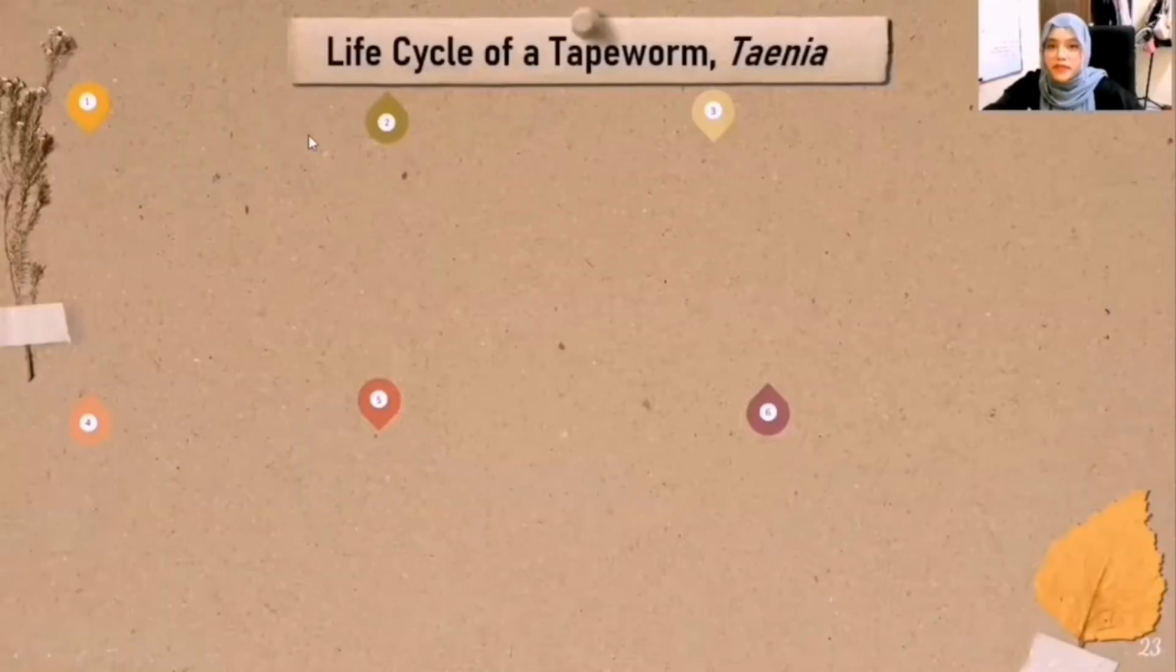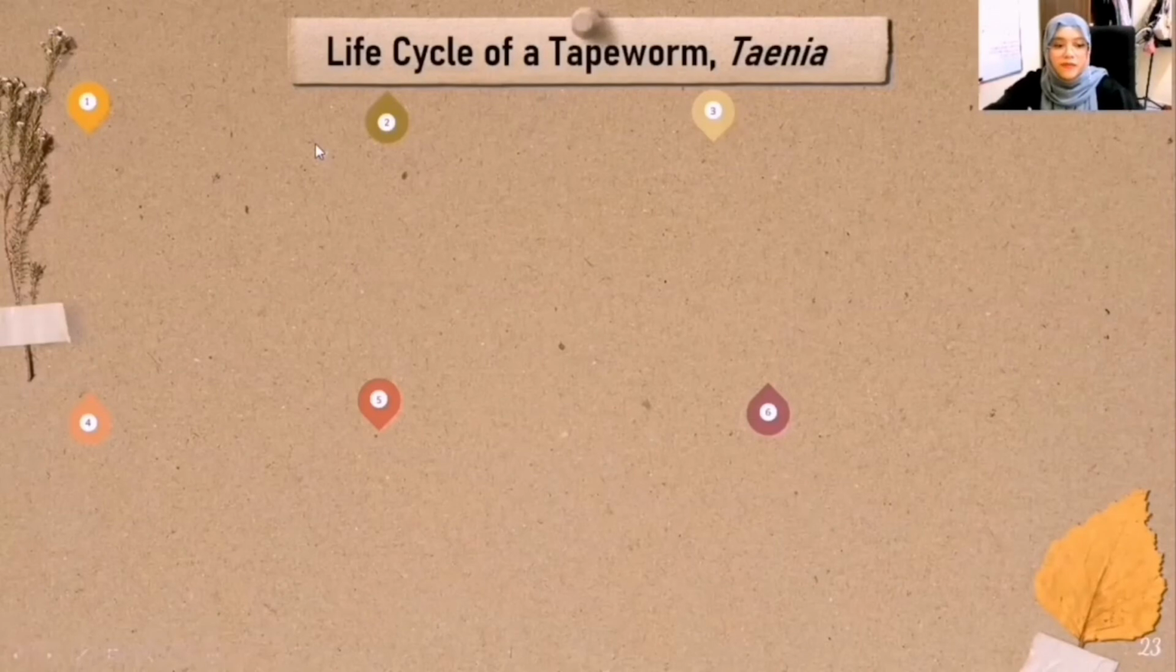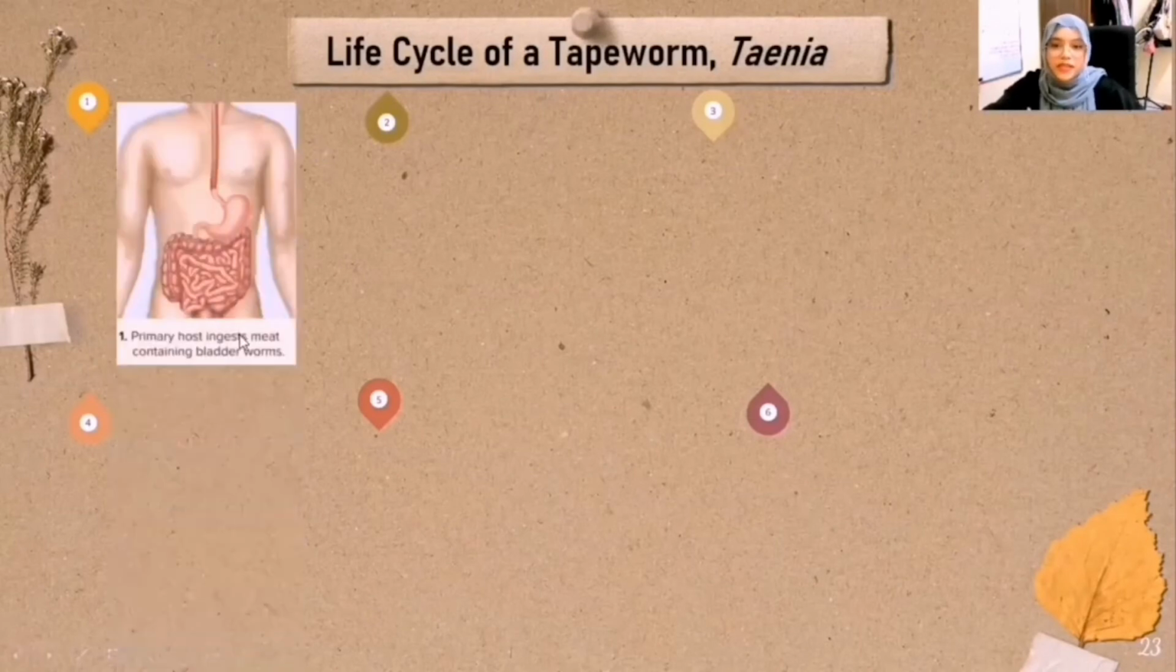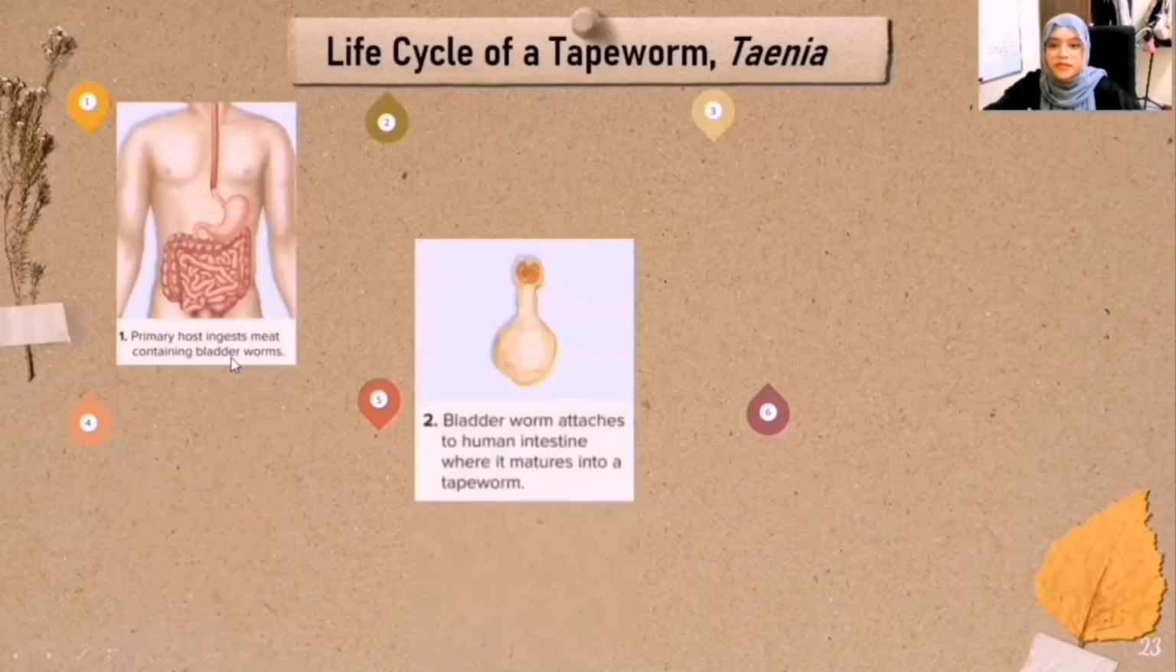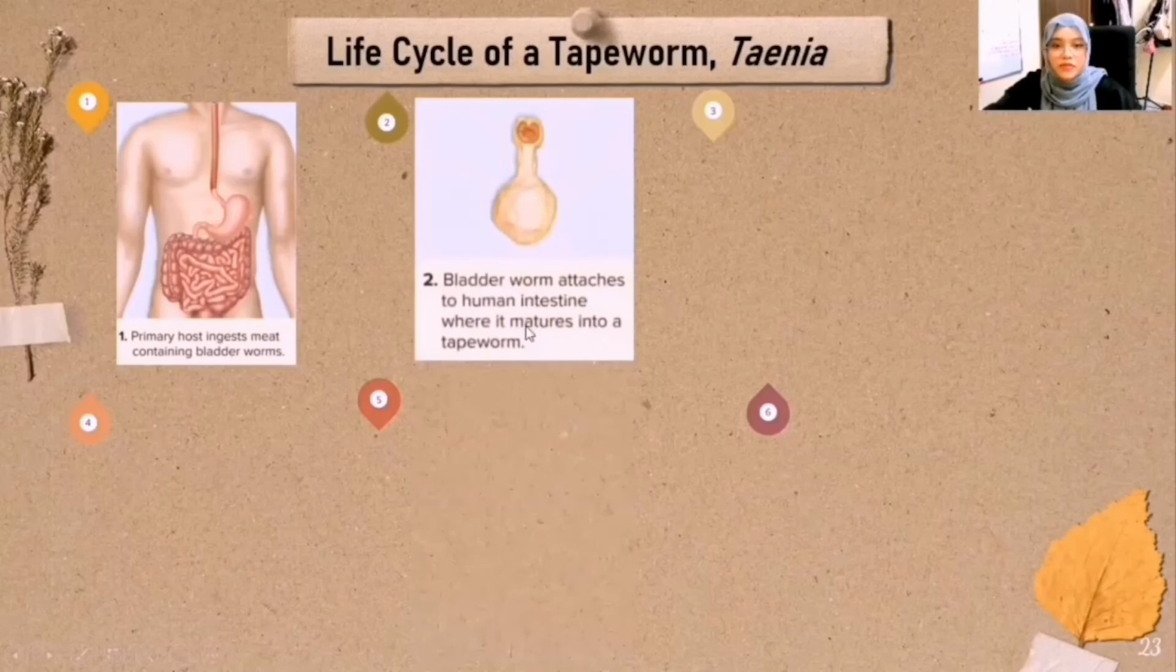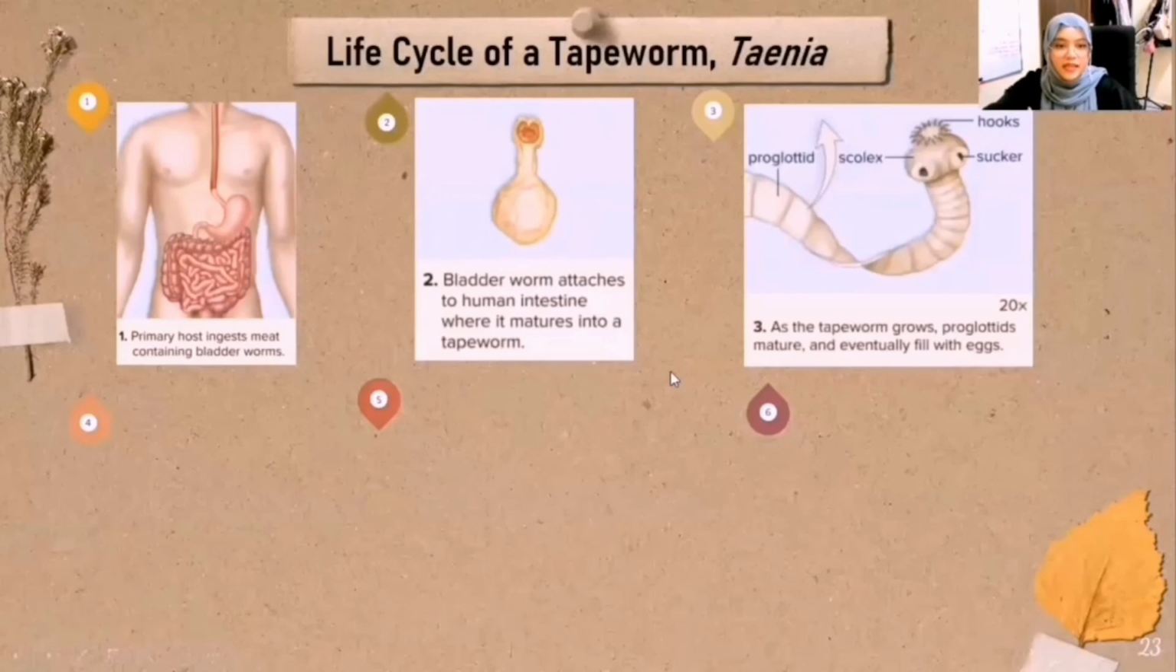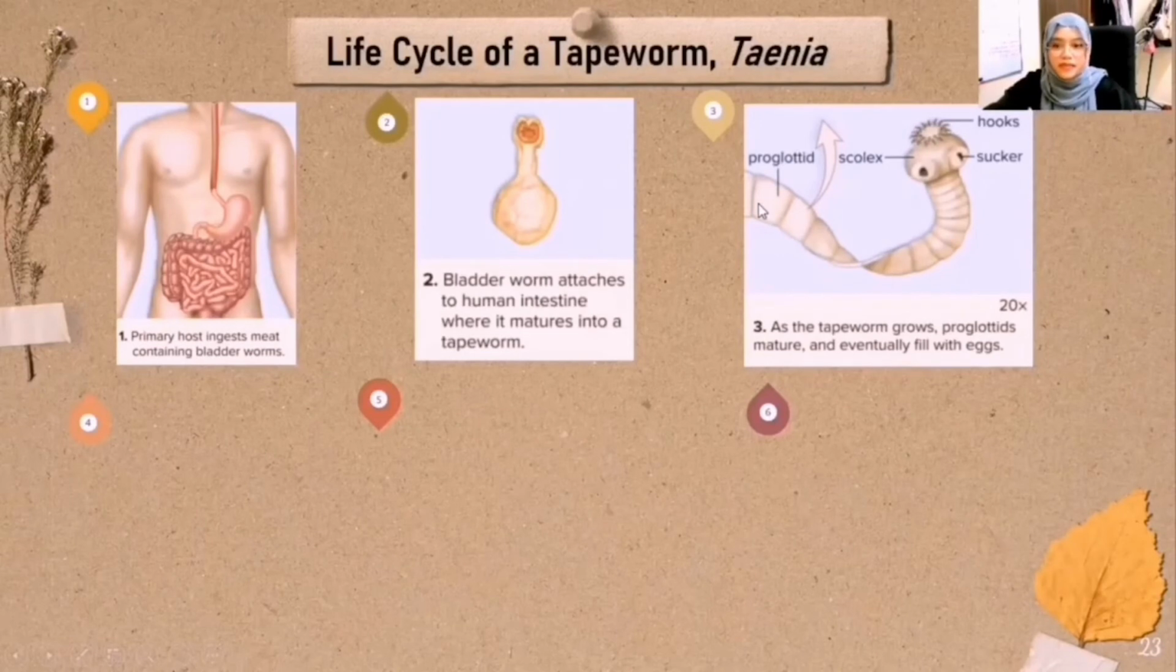So this is about the life cycle of the tapeworm Taenia. First of all, the primary host will ingest meat containing bladder worms. And then the bladder worms will attach to the human intestine where they mature into a tapeworm. Next, as the tapeworm grows, proglottids will mature and eventually fill with eggs. This is the proglottid. It will fill with eggs.